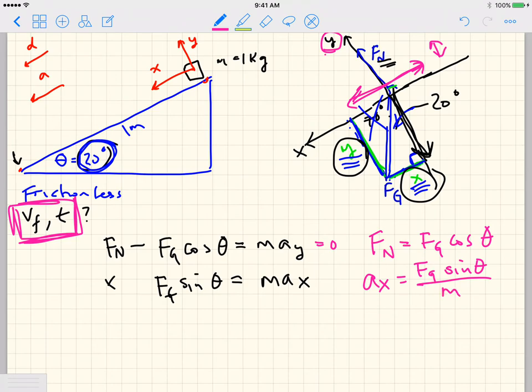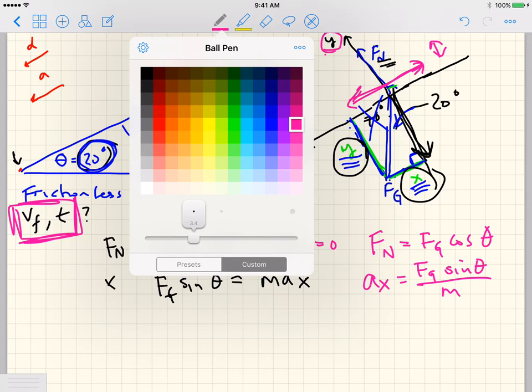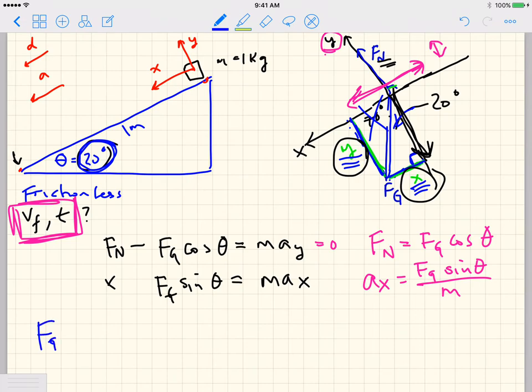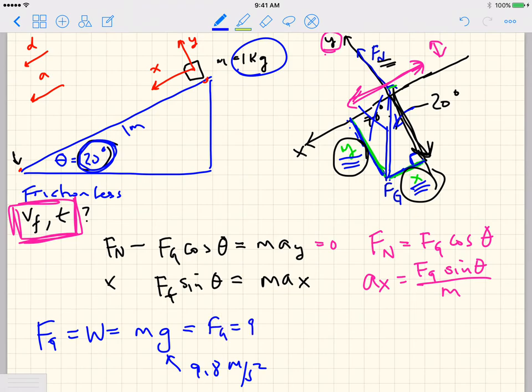That equals the force due to gravity times the sine of theta divided by the mass. Okay. The next thing to recognize is what is the force due to gravity? The force due to gravity is just the weight, which is equal to the mass times the acceleration due to gravity, which was 9.8 meters per second squared. And for 1 kilogram, that means that the force due to gravity is 9.8 newtons. Okay, and this thing here is just the cosine of 20 degrees, and this thing here is the sine of 20 degrees, and the mass is 1 kilogram.